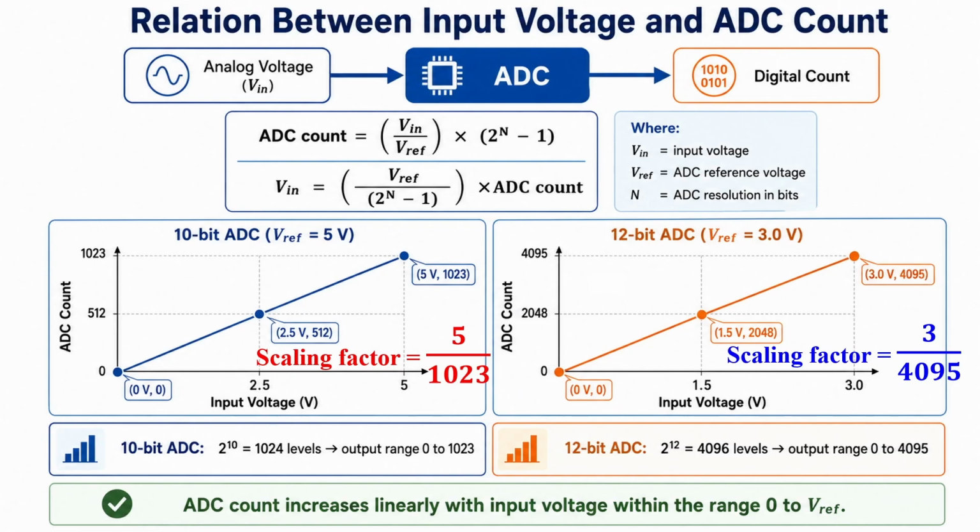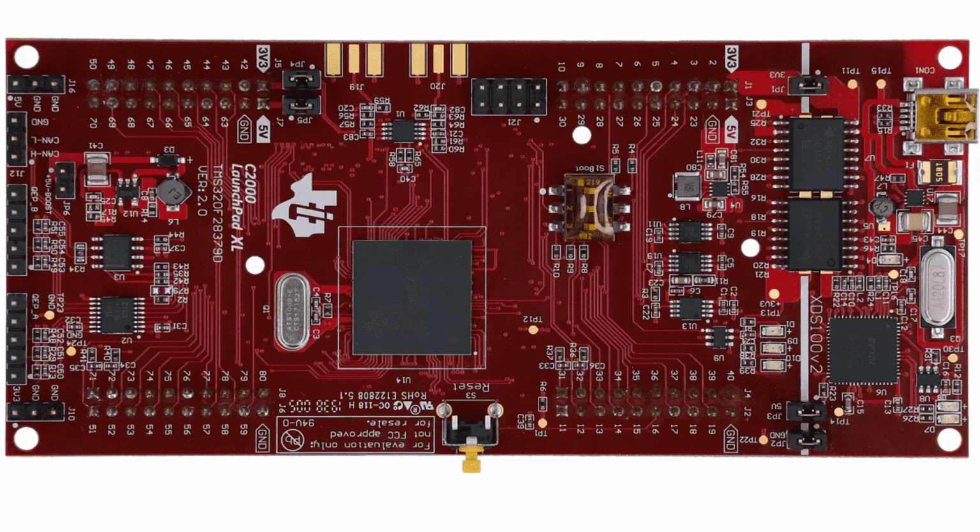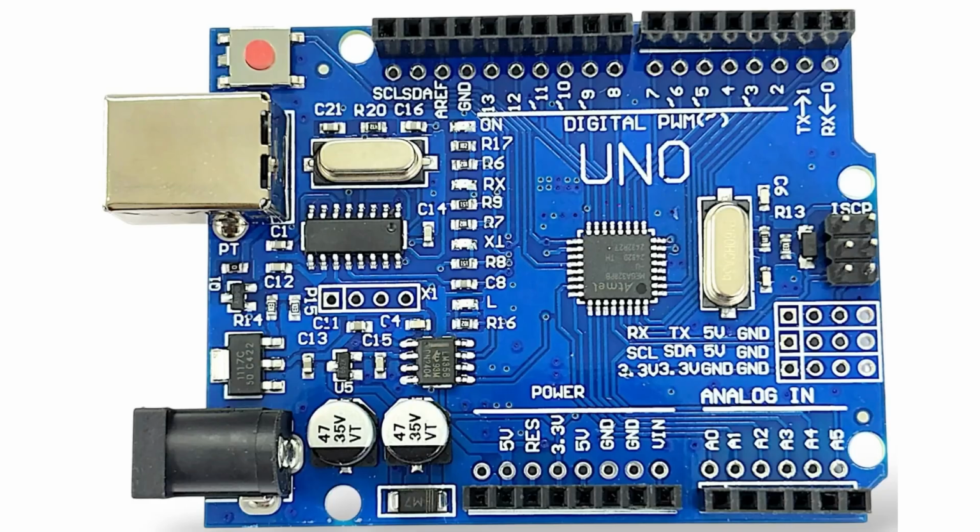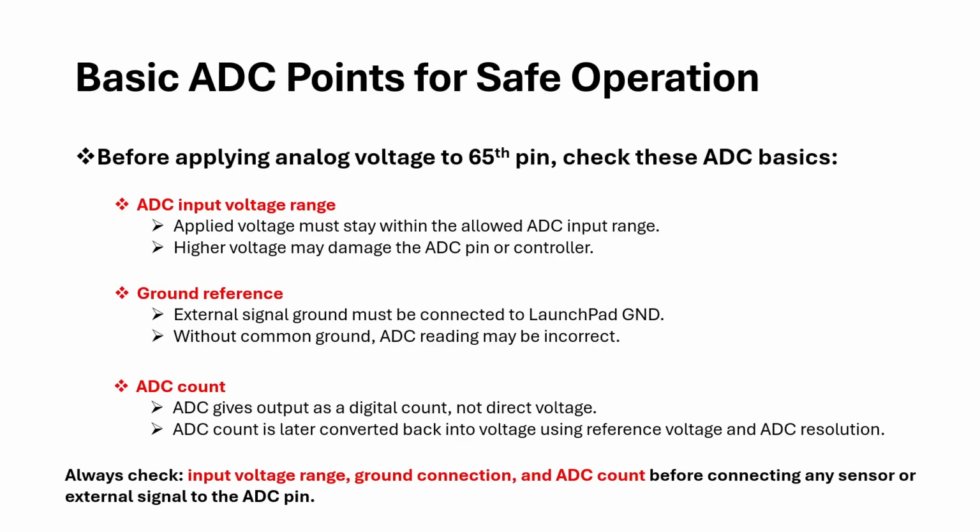In this video, we understood how an ADC reads analog voltage and converts it into a digital count. We verified this practically using the F28379D LaunchPad and also repeated the same voltage measurement concept using Arduino Uno. The important point is this: before connecting any analog sensor, we must know the ADC voltage range and the correct scaling factor. I hope you gained some useful knowledge by watching this video.